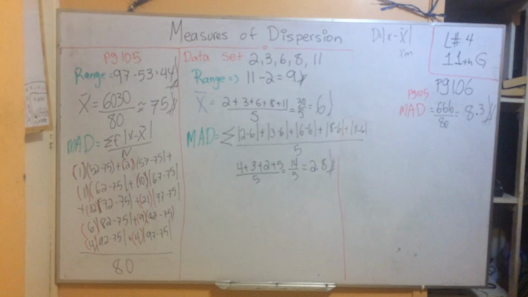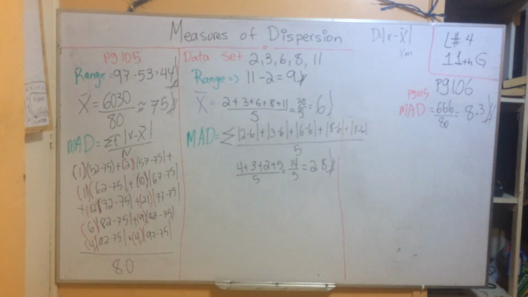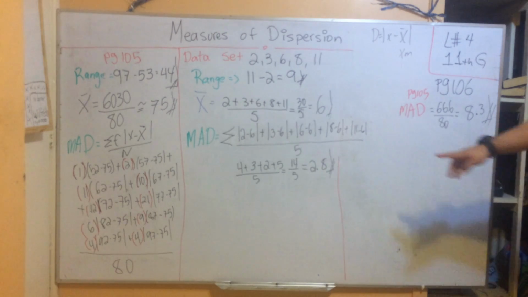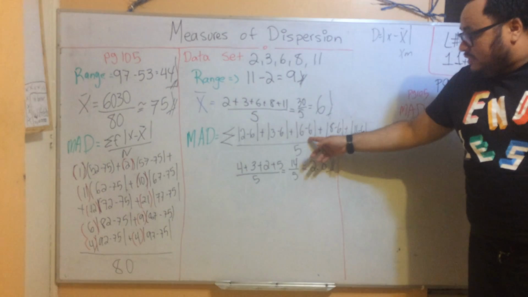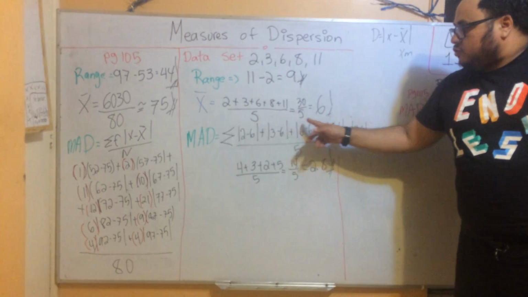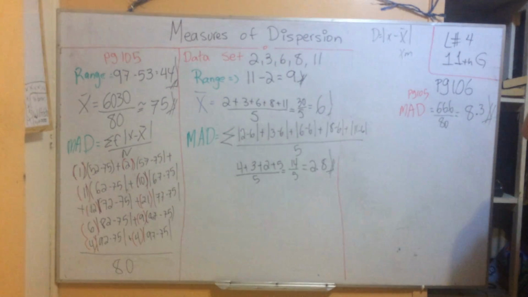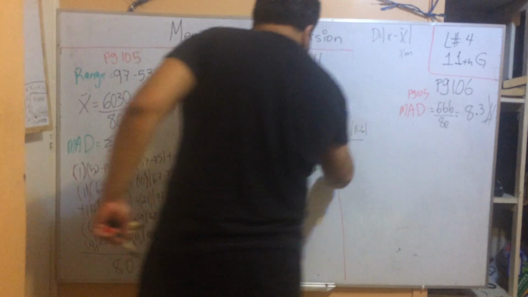Now, let's talk about the variance. For the variance, we need to put this information here to the square. So it's practically the same. We take this information that we already have, but we raise it to the square. So the variance is going to be like this.